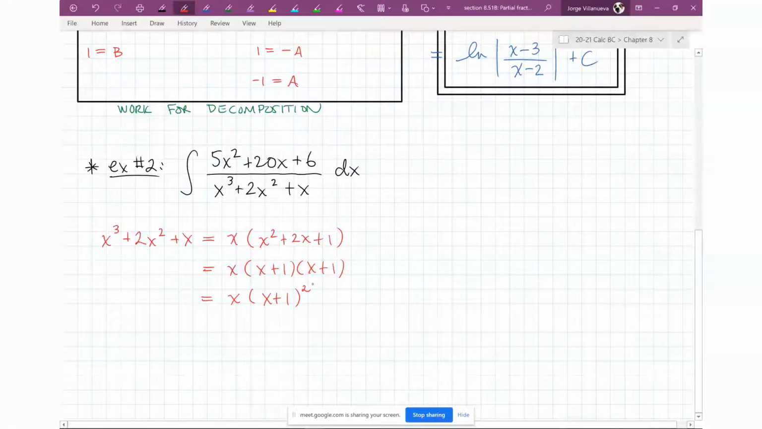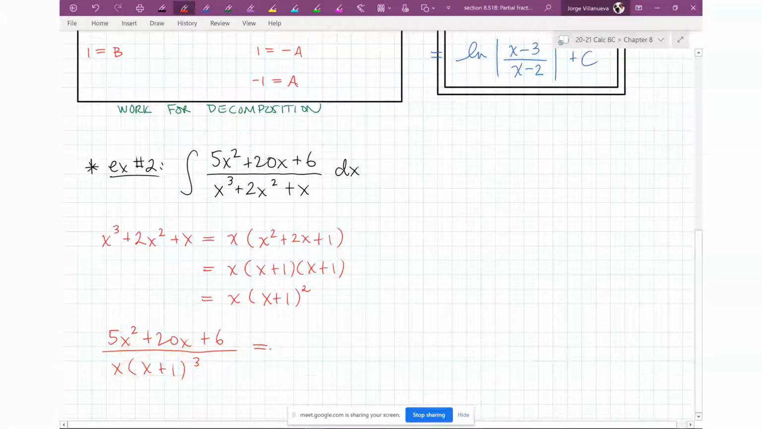Okay, so there's my factoring of the bottom. Once I do that, I come back and I'm going to write 5x squared plus 20x plus 6 over x times (x plus 1) squared equals.